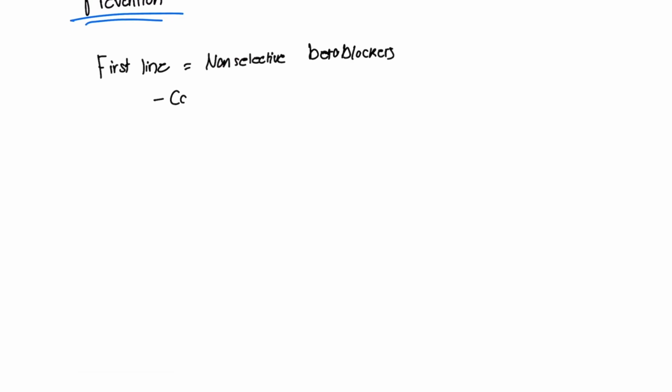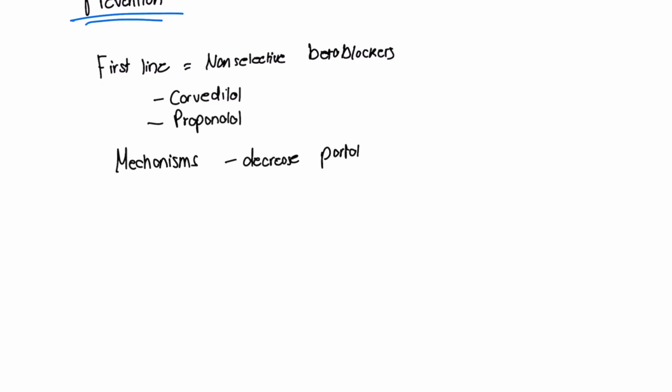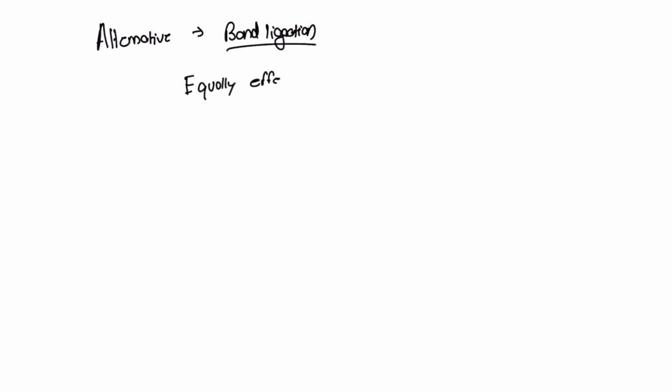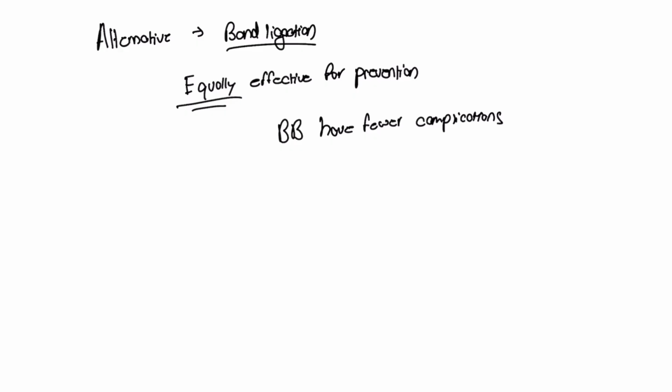So when it comes to non-bleeding varices, let's talk about prevention. First line is non-selective beta blockers. Examples are carvedilol and propranolol. These decrease portal flow, cause splanchnic vasoconstriction, and decrease cardiac output. You want to titrate these medications to a resting heart rate of 55 to 60. The alternative is band ligation, where you can place an endoscopic band, and it has been shown to be equally effective for primary prevention. But beta blockers generally have fewer complications, so they are preferred.